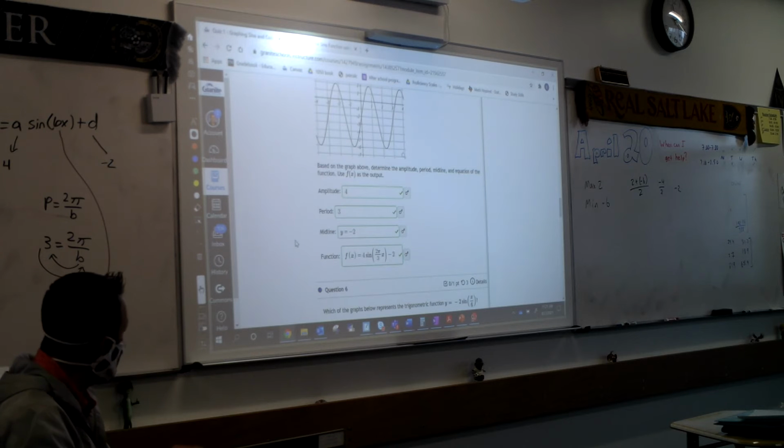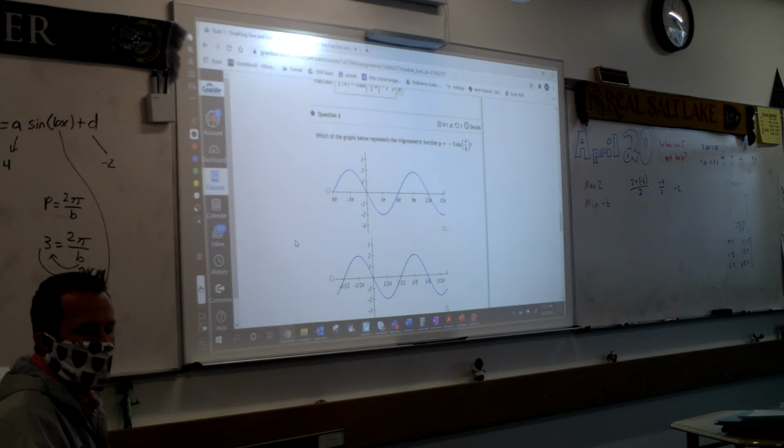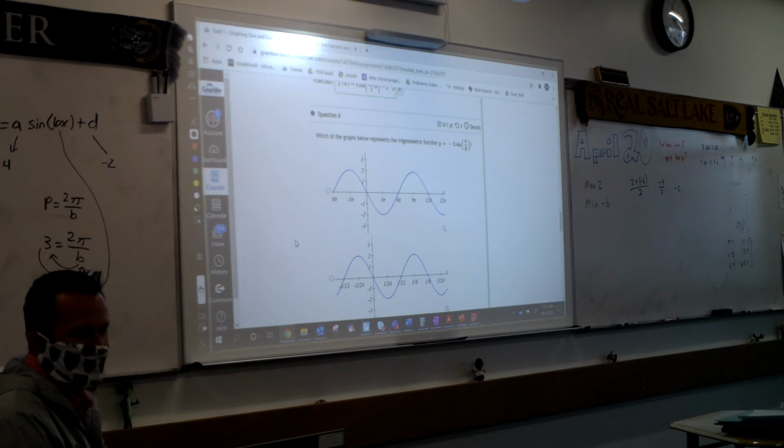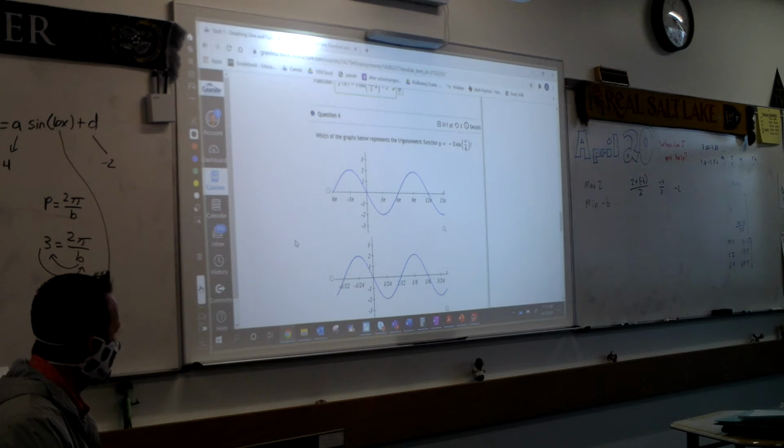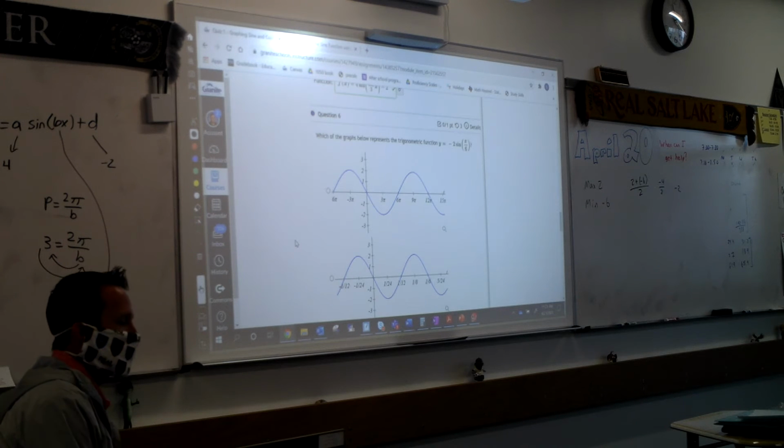Let's get through those a little bit quicker so we can have you guys retake this on your own, okay? Which of the graphs below represents the trigonometric function y equals -2 sine of x over 6? Okay, so Oscar, what is that negative going to do? If I just have regular sine and I times it by a negative, what does it do to the graph?